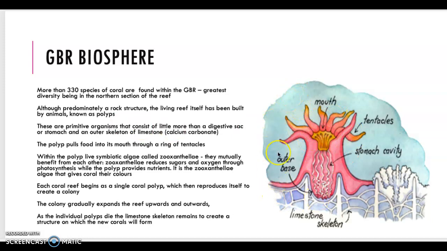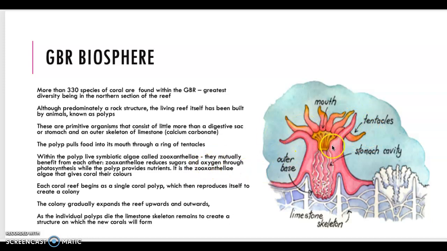There's a picture of what a coral polyp looks like just on the side here for you. They're very primitive organisms that exist mostly of limestone, which is a type of calcium carbonate, and really just have a digestive sac or stomach. And what happens is the tentacles on the outside, they collect different plankton and other sort of organisms that float in the water, and they feed off that to grow.